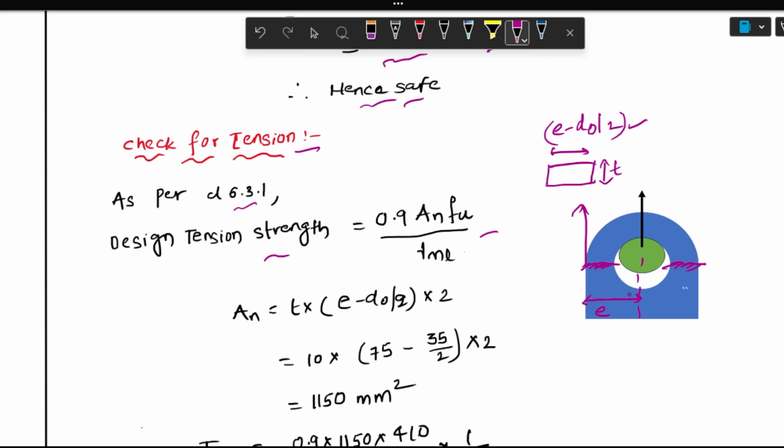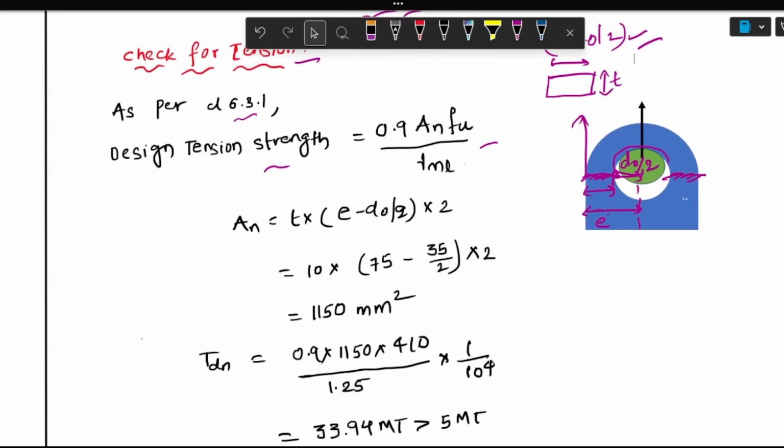This is the edge distance. This is half of the diameter of the hole, D naught by 2. So if you deduct E minus D naught by 2, you will get this distance. So I am taking that as E minus D naught by 2. So the net area here you can see is T into E minus D naught by 2. Here there are two planes which are resisting the tension, so I am multiplying by 2, and similarly we get the net area calculated as 1150 mm square.